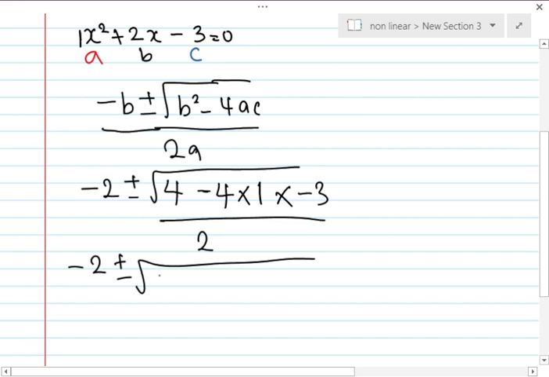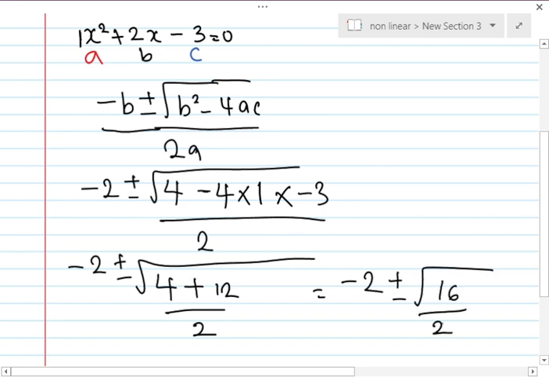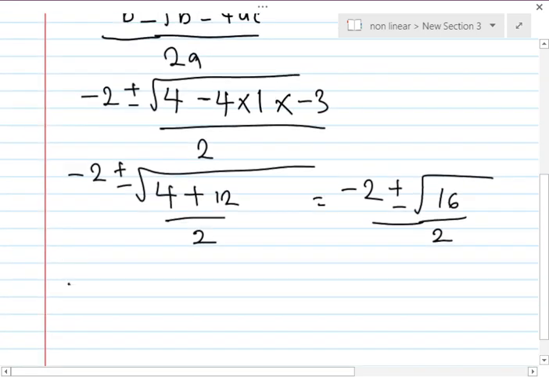So we have minus 2 plus or minus the square root of 4. Let's multiply this out. 4 times minus 3 is minus 12. Minus 12 with the minus in front will give us plus 12, all over 2. So we have minus 2 plus or minus the square root of 4 plus 12, which is 16, over 2. So the square root of 16 is what? 4. So we have minus 2 plus or minus 4 over 2. That is minus 2 plus 4 over 2, or minus 2 minus 4 over 2.